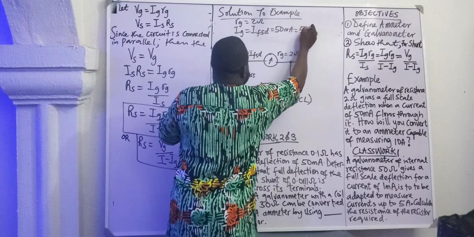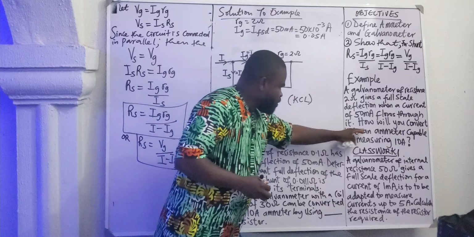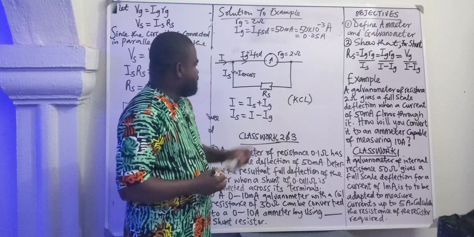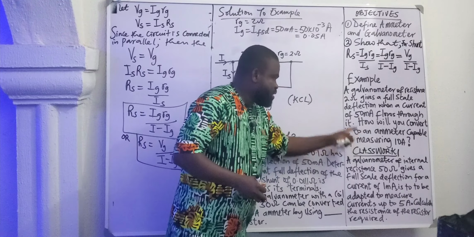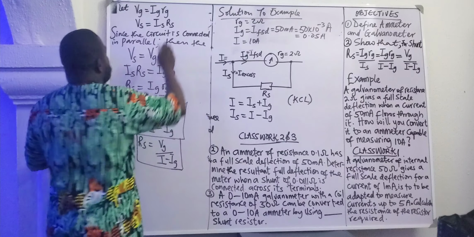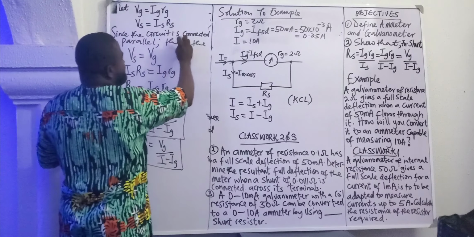Good. So we are looking for the value of resistance. You say, how will you convert it to an ammeter capable of measuring 10 ampere? That 10 amp is now the maximum current I. This maximum current, so I is what? 10 ampere. So for us to do that, we apply this formula as we have it.